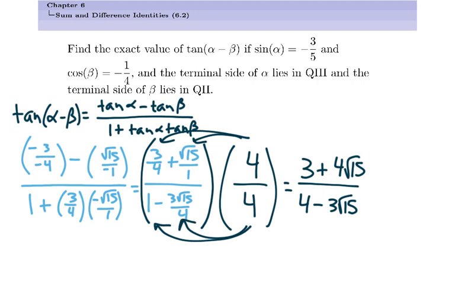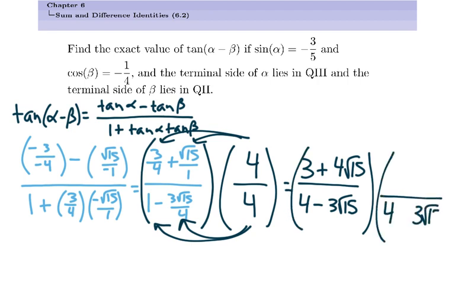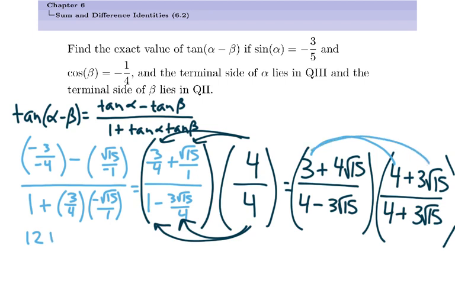Now I want to get rid of this square root of 15 on the bottom, so I have to multiply by the conjugate. So I take the bottom and I keep it exactly the same, except the sign in the middle. And then I rewrite that on top. Now I'm going to distribute. 3 times 4 is 12. Then I get 9 root 15. 16 root 15.